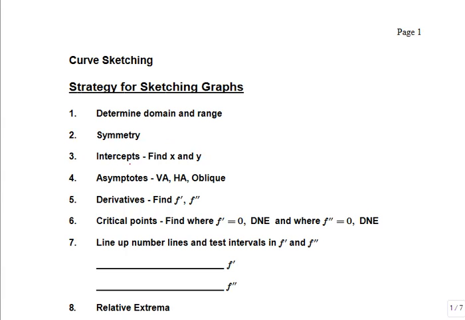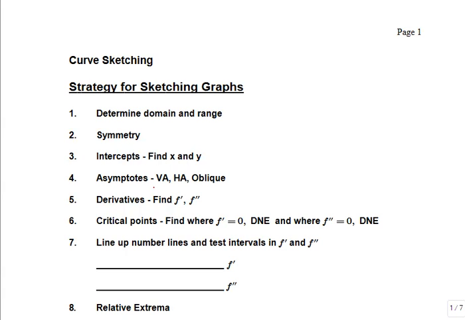Step 3, find your intercepts. Find your x and your y-intercept by finding the two zeros. Usually I only do this if it's easy to solve. The y-intercept will always be easy because you can just plug in 0 for x, but sometimes finding the x-intercept is a little bit tricky.